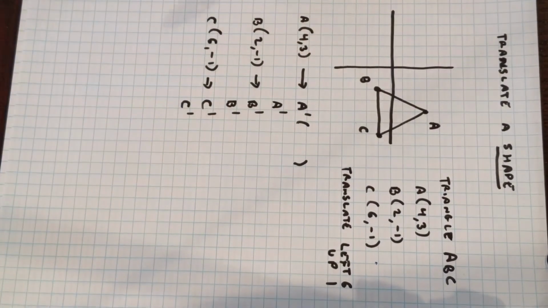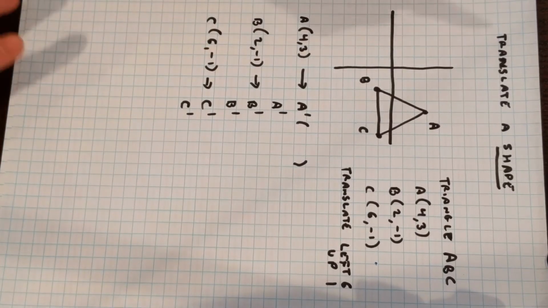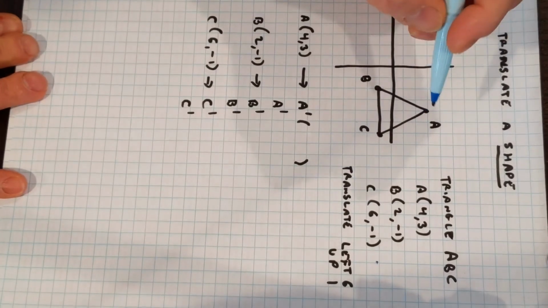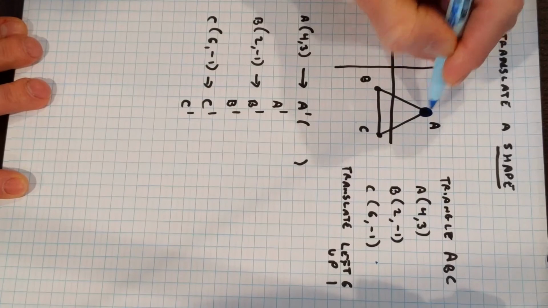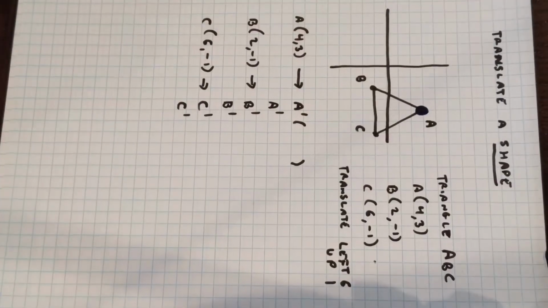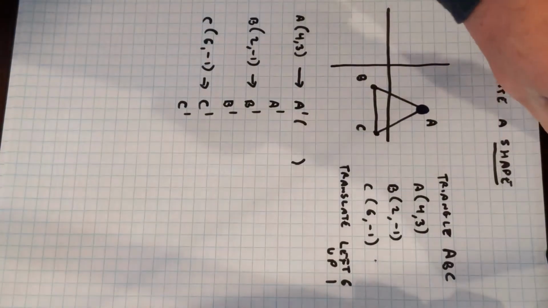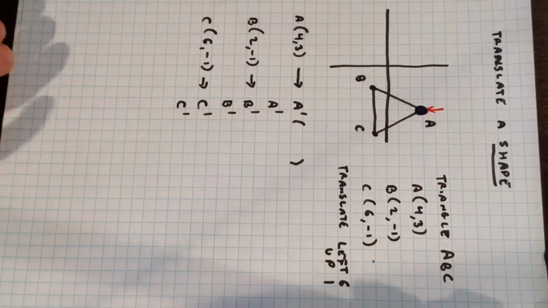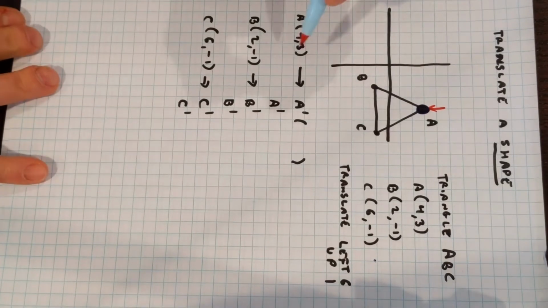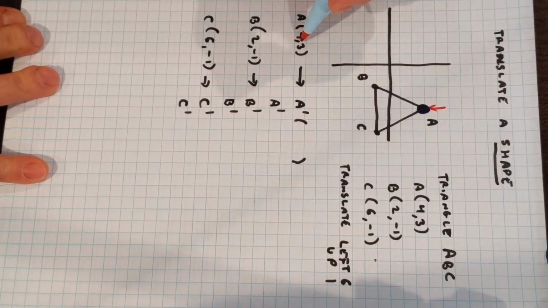Okay, now to do shapes, and this is what's going to happen with all transformations, you have to consider just one point at a time. If you do one point at a time, it's a lot easier to do this. I don't want to see this whole thing, so I'm just going to concentrate on the point A first. Okay, and I'm going to move it. So point A is located here. Point A is the point (4, 3).